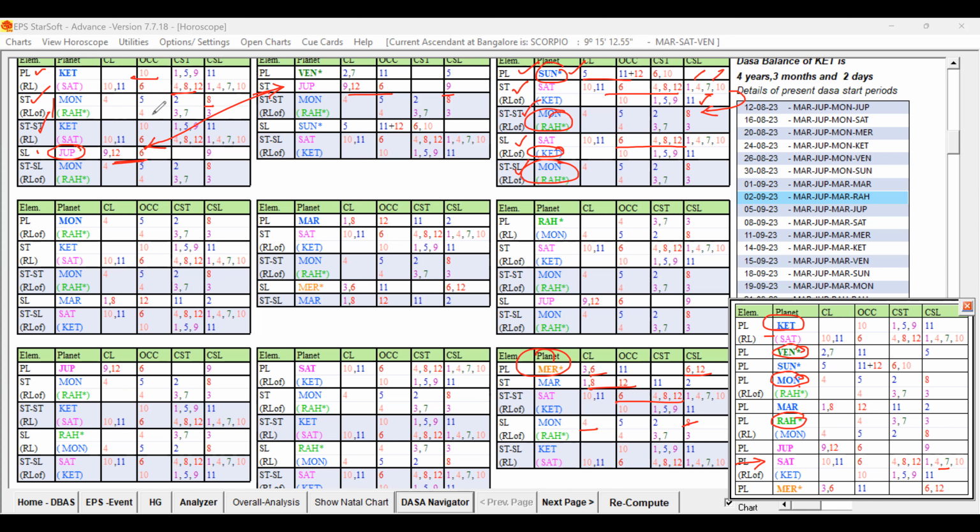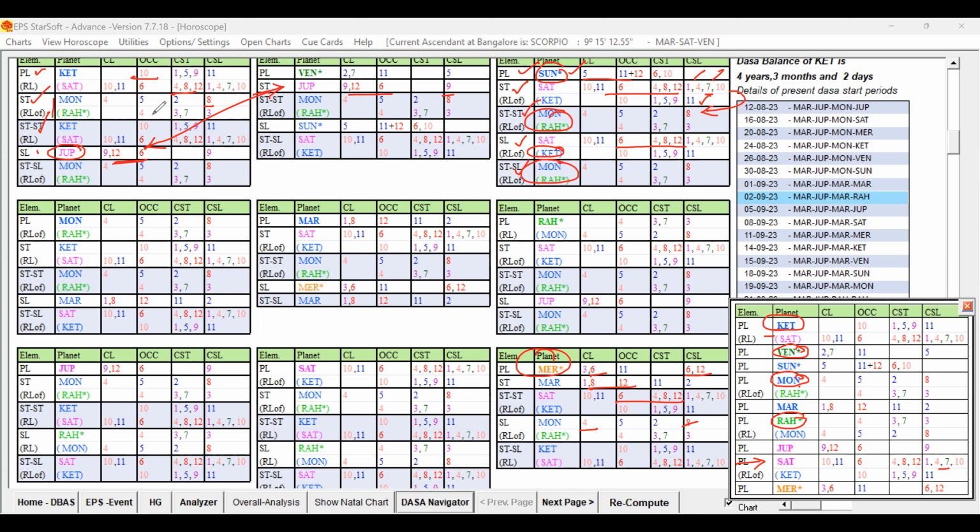And the 2A level is okay, but the sub-level has 8 and 12, right? So there is some weakness at this sub-level. Moon, Rahu is not straight away playing, right? And Mars at the source level is okay, but Saturn at the star level is not good, and the sub-level Mercury is not good. So Mars will not give.